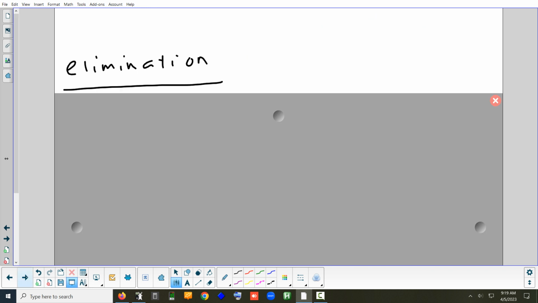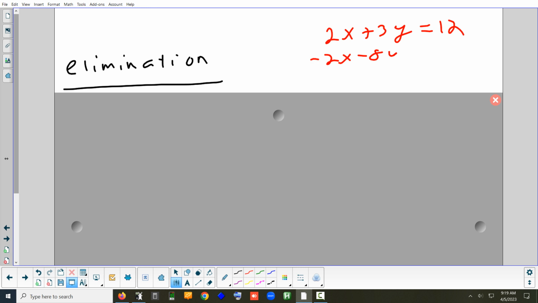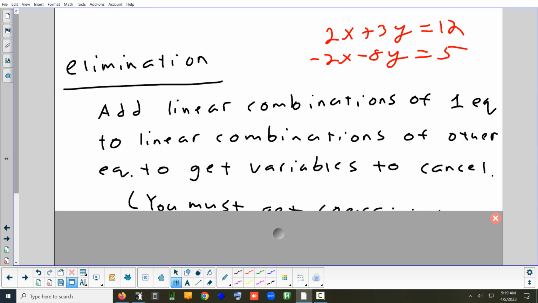All right, so elimination. The basic goal with elimination is to get something that would look like this. The goal is to make it so that when you look at one of your columns, one of them has a number, and the other column, the one below it, has the opposite of that number. So when you add these columns up, the x's cancel out, or the y's cancel out. But you need a column to cancel out. That's how you do elimination.